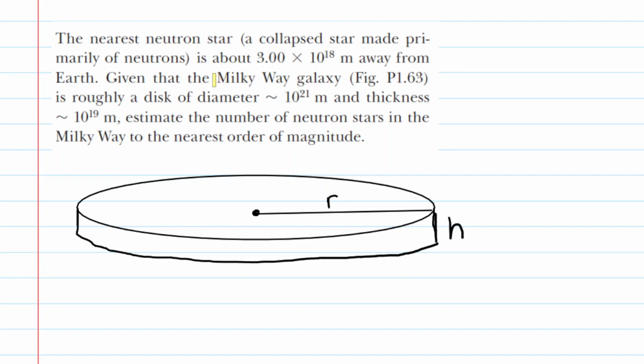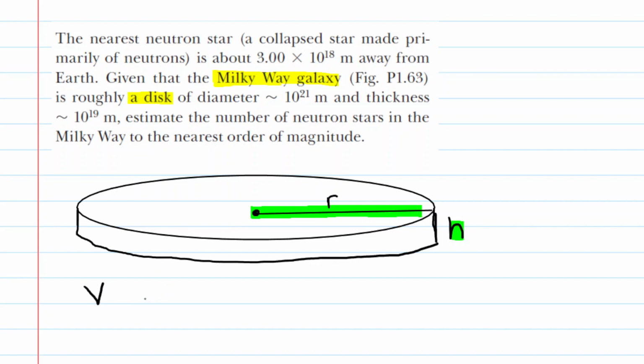So in this question, they're asking us to imagine that the Milky Way galaxy can be represented by a disk with a certain diameter and thickness. So what we have done is we have drawn a disk, which is basically a cylinder. And of course, because it's a cylinder, it has a radius and a height. And our first step in solving this problem is to actually calculate the volume of this disk.